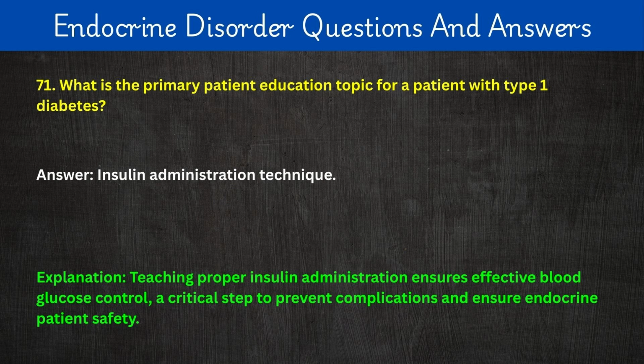71. What is the primary patient education topic for a patient with type 1 diabetes? Answer: insulin administration technique. Explanation: teaching proper insulin administration ensures effective blood glucose control, a critical step to prevent complications and ensure endocrine patient safety.